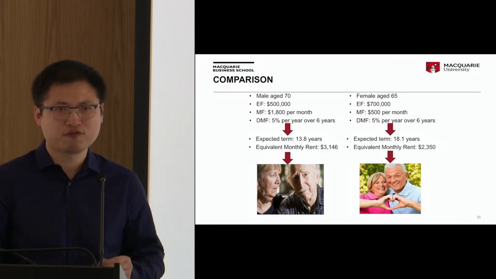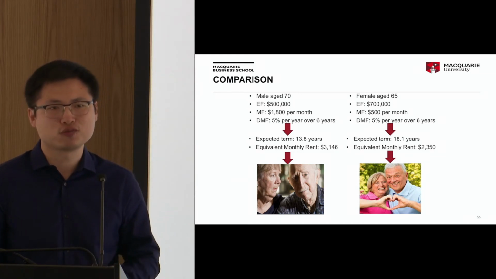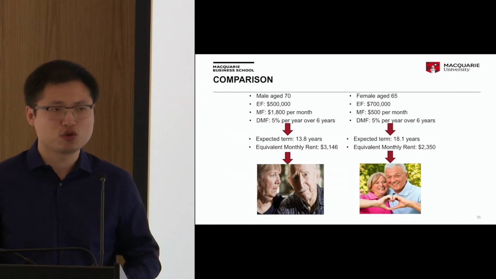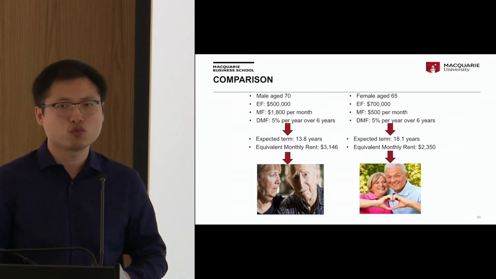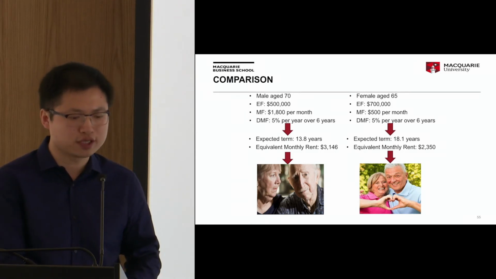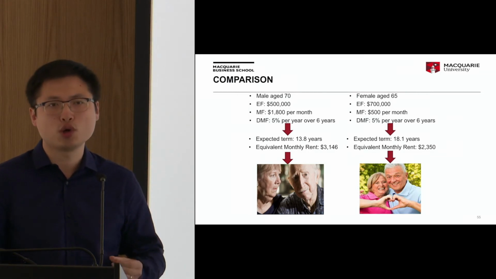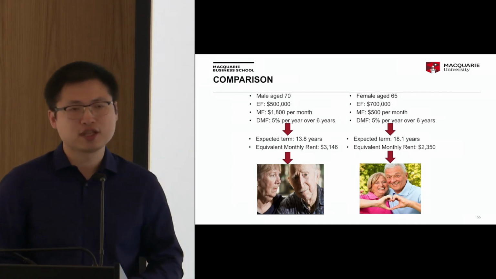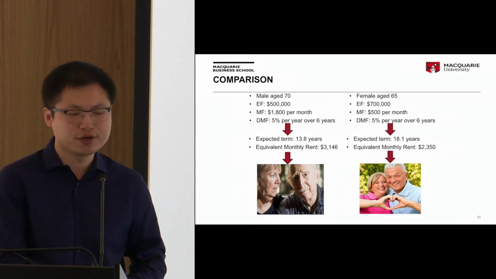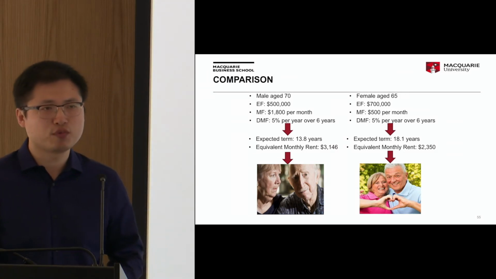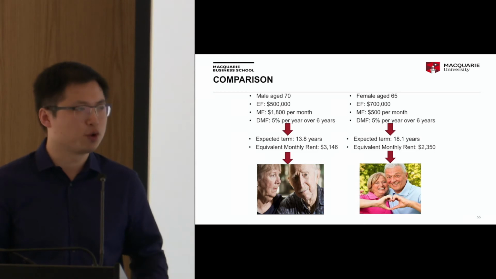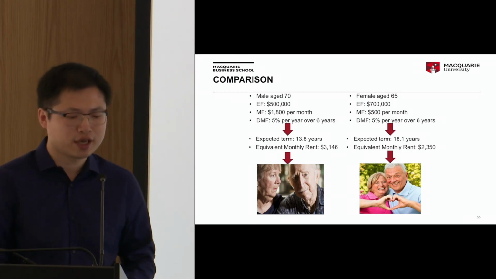To answer this question, we need to first of all figure out the expected time you can live in the retirement village. Remember, retirement village is only designed for healthy retirees. If you become disabled, you cannot live in the retirement village. So in our research, we used the transition probability matrix to calculate the expected healthy lifetime for each individual according to their age and gender. For the male, the expected healthy lifetime is 13.8 years, and for the female, the expected term is 18.1 years. Then we calculated the related equivalent monthly rent for both cases. As we can see, the first case has the higher cost, and the second case has the lower cost.